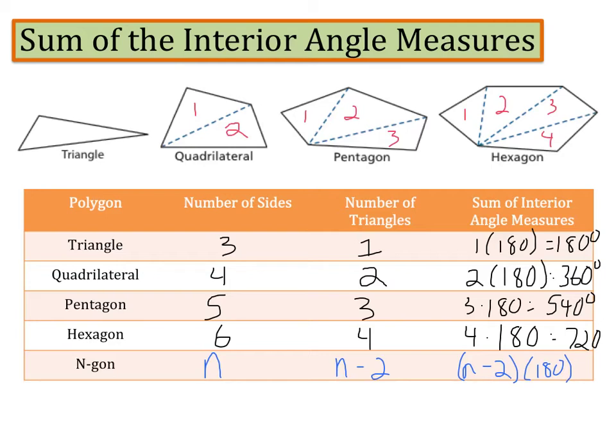And this is called the polygon angle sum theorem. And this helps us find the sum of the interior angles of any polygon.